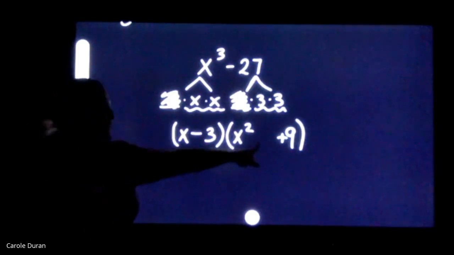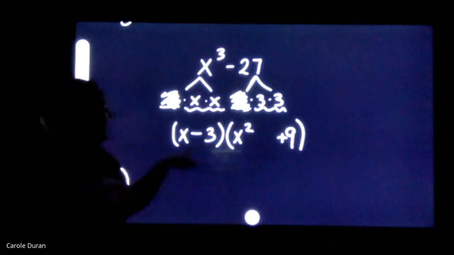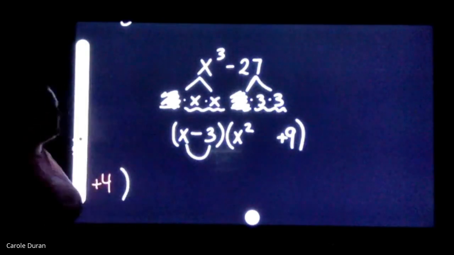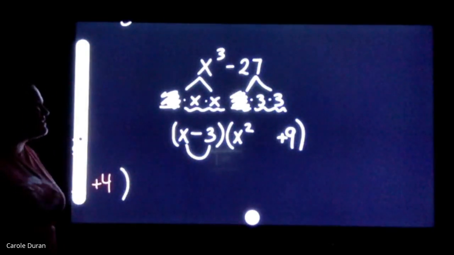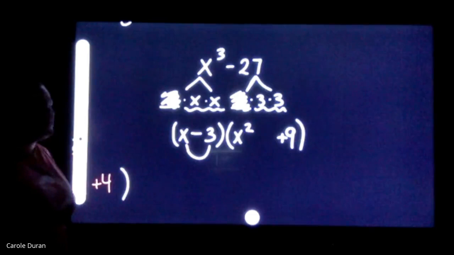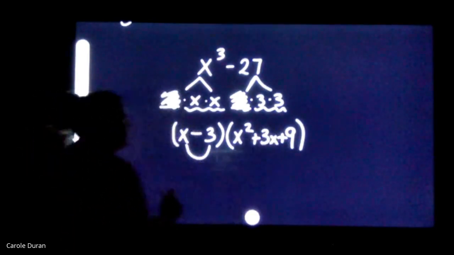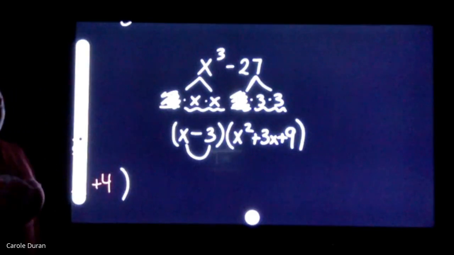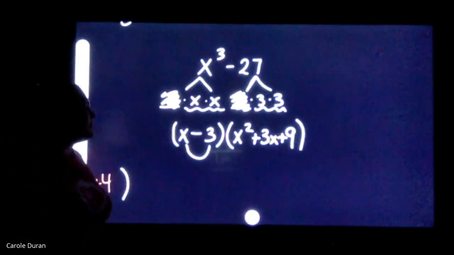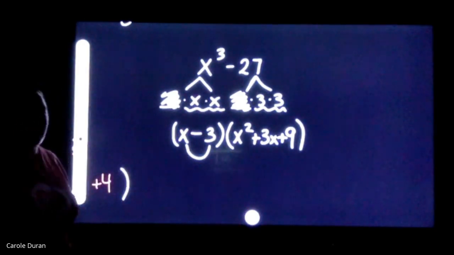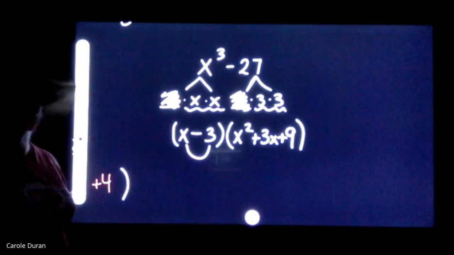Then to find this middle term that I'm still missing, I go back to my binomial. I multiply them together. So -3 times x is a -3x. Take its opposite sign, so it becomes positive 3x. So x cubed minus 27 factors into x minus 3 times x squared plus 3x plus 9. And then we're done.